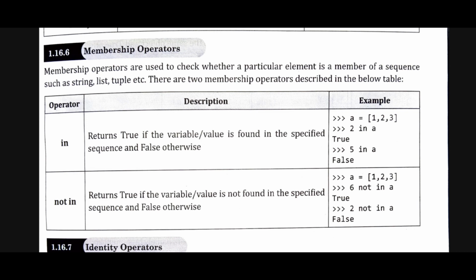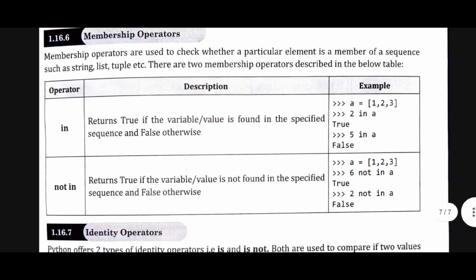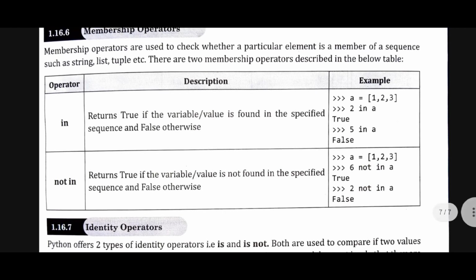Look at the first example. A is equal to an array 1, 2, 3. In the second statement, we are checking 2 in A. We are checking whether 2 is in A. So 2 in A, it is true. So it is returning the true value. In the next statement, we are checking 5 in A. 5 is not in A, so it is returning the false value.